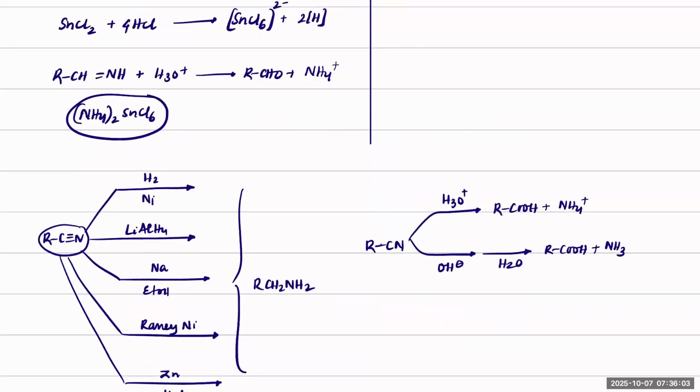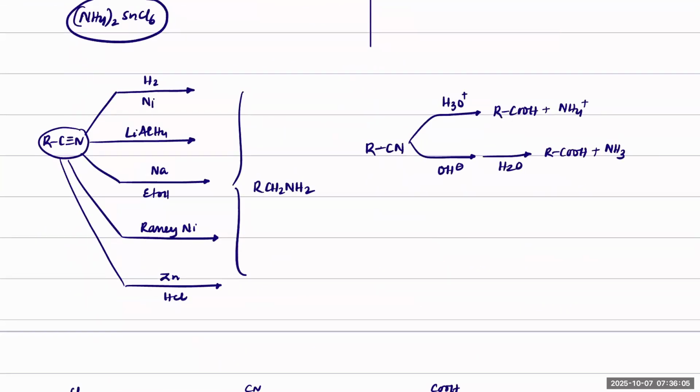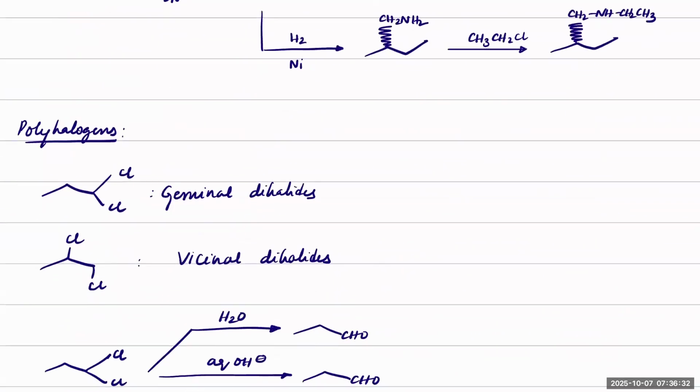To give you a quick idea, when you react cyanides with H2, lithium aluminum hydride, sodium ethanol, Raney nickel, and zinc, they will all form 1 degree amine. But if you hydrolyze the cyanide, it will convert into acids. Hydrolysis of cyanides will give you acids both in acidic medium as well as basic medium. But reduction will give you amines.